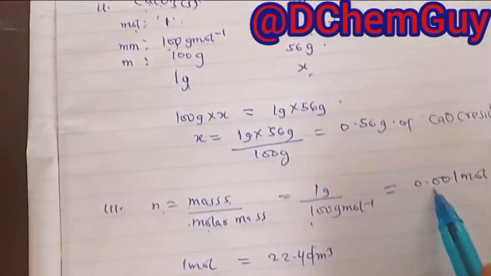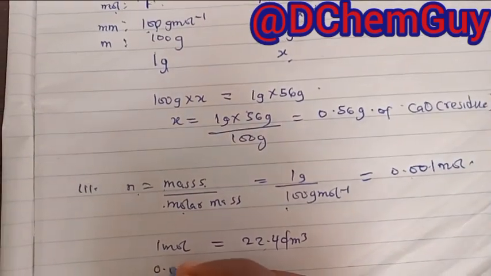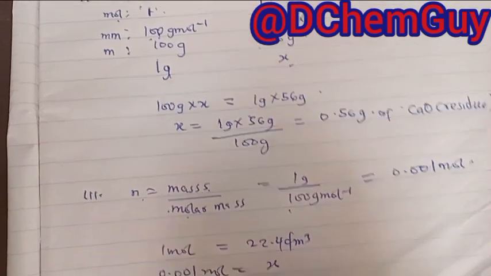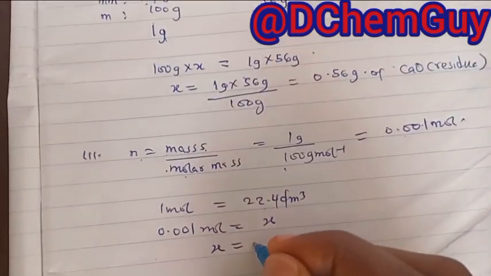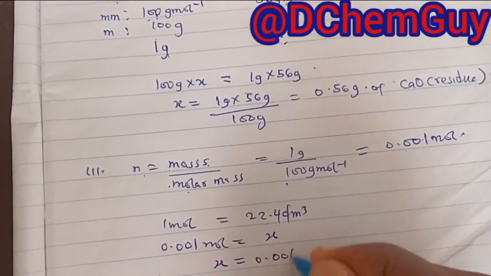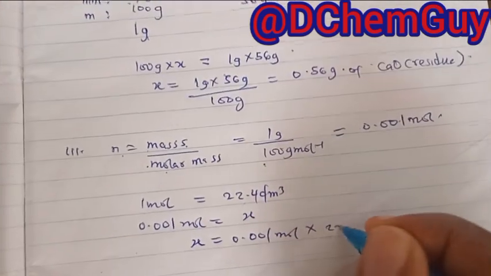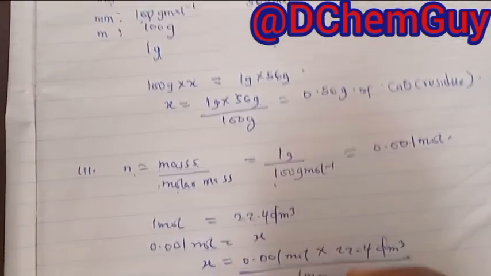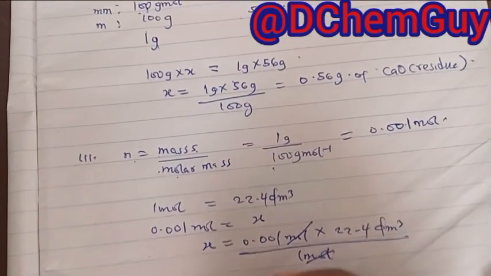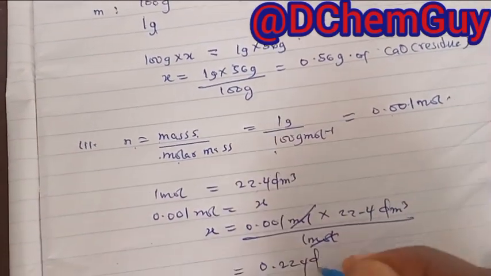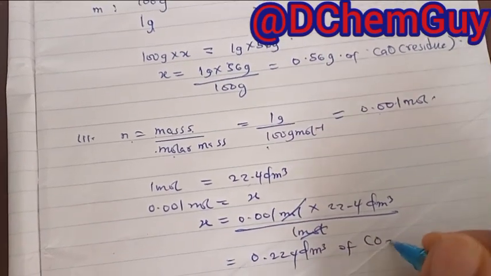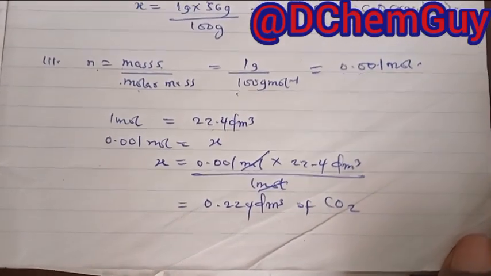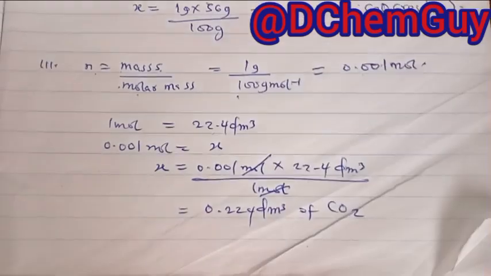Now, 0.001 mole will liberate dash. So you make x the subject of the formula. You're going to have 0.001 mole times 22.4 dm cube divided by 1 mole. Mole takes care of mole. So the answer will be 0.224 dm cube of CO2. That's the volume of gas that will be liberated.